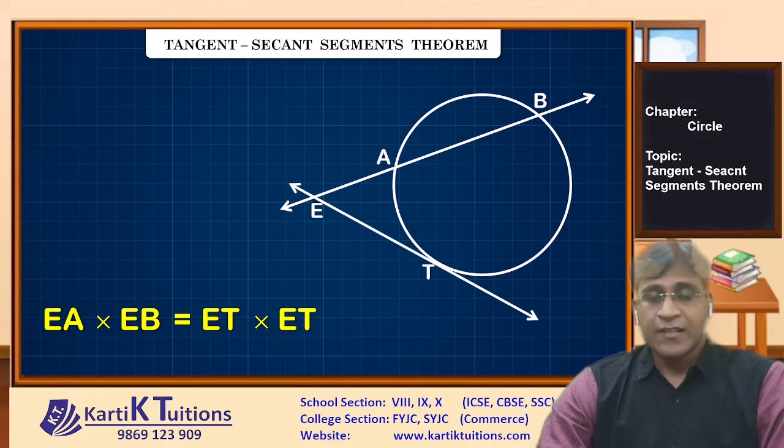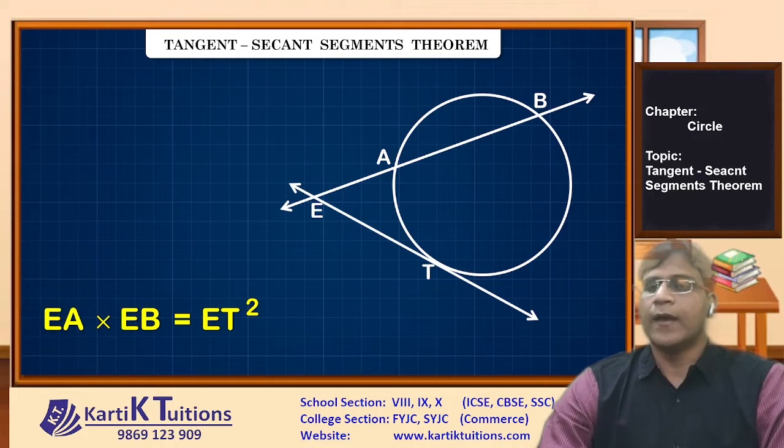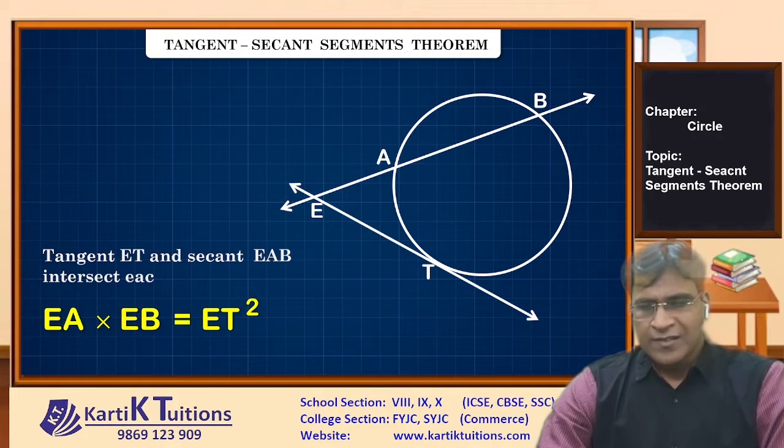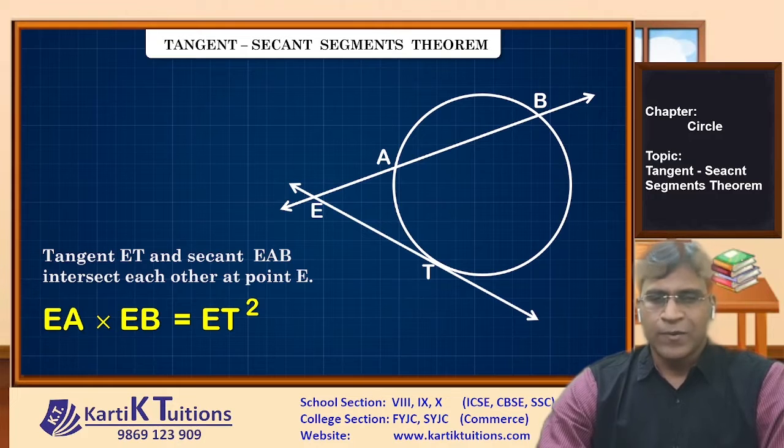See, ET is our tangent. It is not going to touch the circle at two points. So it becomes ET into ET, that is ET square. I hope you have understood till here. Now let's go to the proof of this theorem. It's very easy. Basically, the criterion is that one has to be a secant and one has to be a tangent. Then only we get this application, that is EA into EB is equal to ET square.